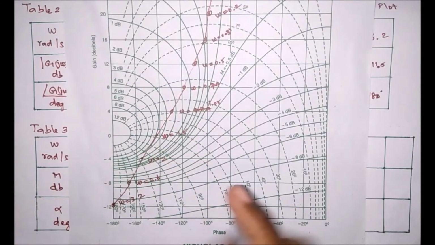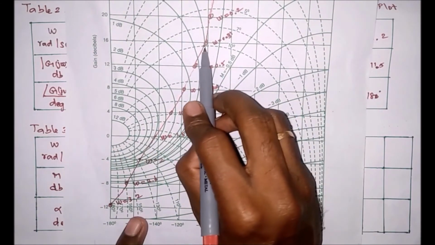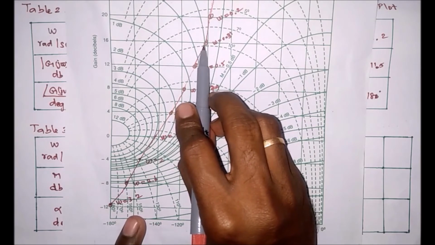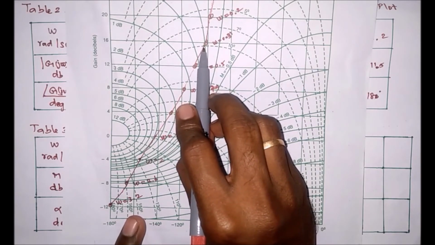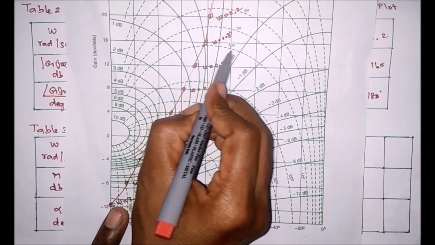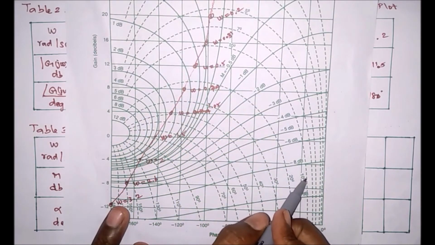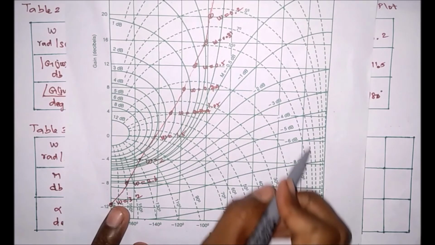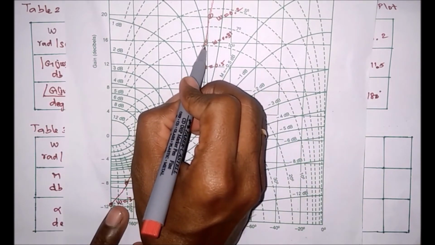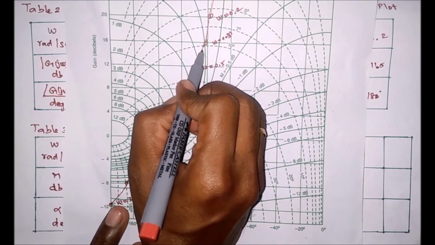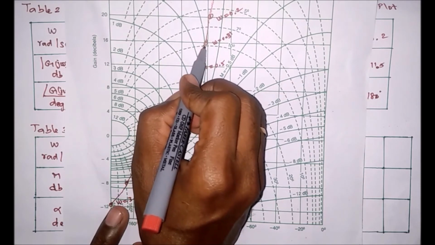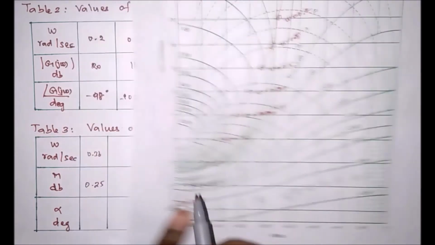So from omega equal to 0.36, what is the angle? Next, this is the dotted line. We see this dotted line indicates 10 degrees, and after that 20. Actually it is cutting at this point, so now the angle is nothing but 12 degrees.